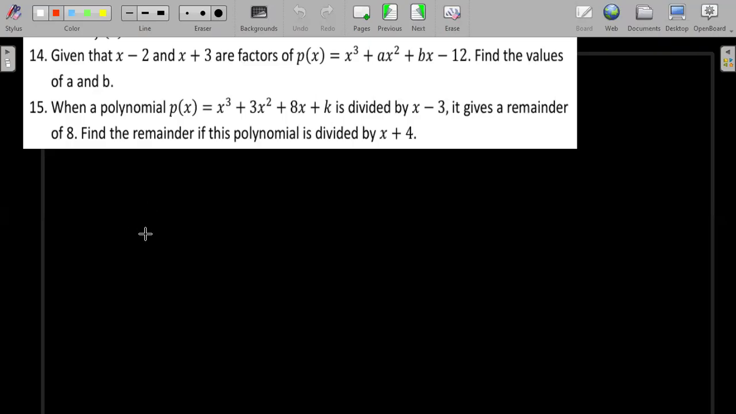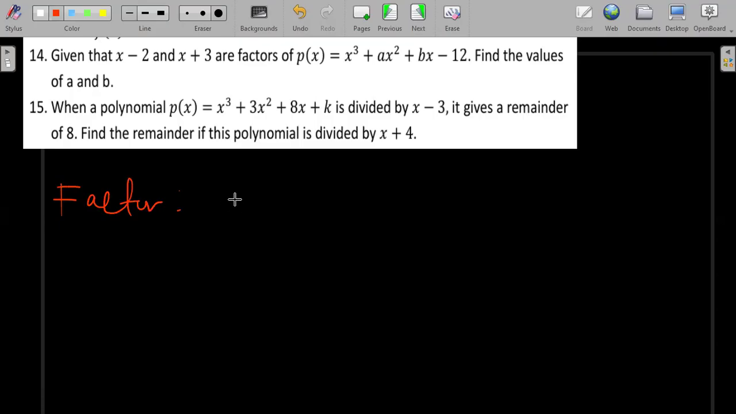Welcome to this video. In this lesson, we're going to go over the factor and the remainder theorem. Let's state what these two theorems actually tell us. We'll start with the factor theorem.